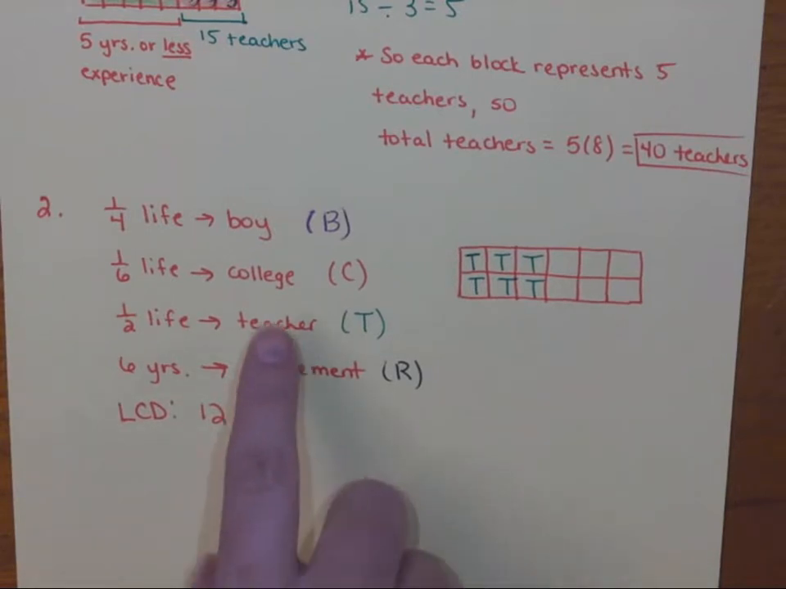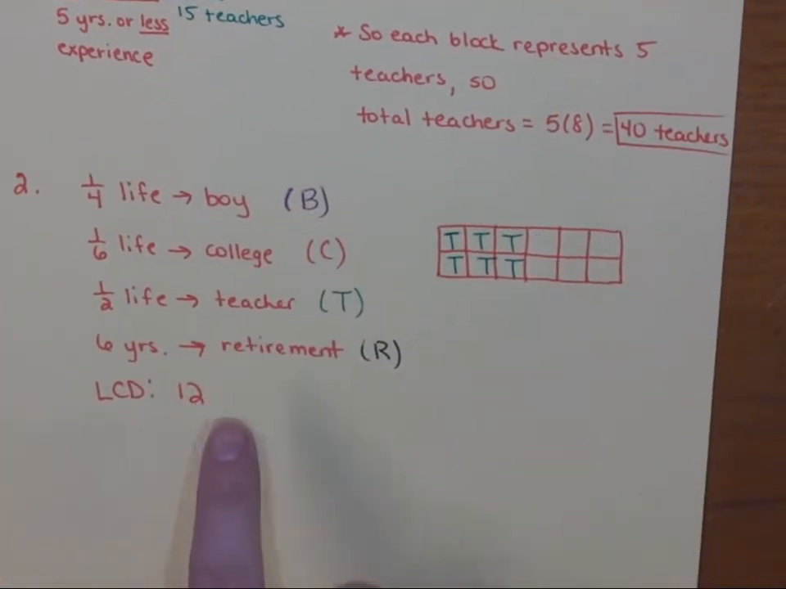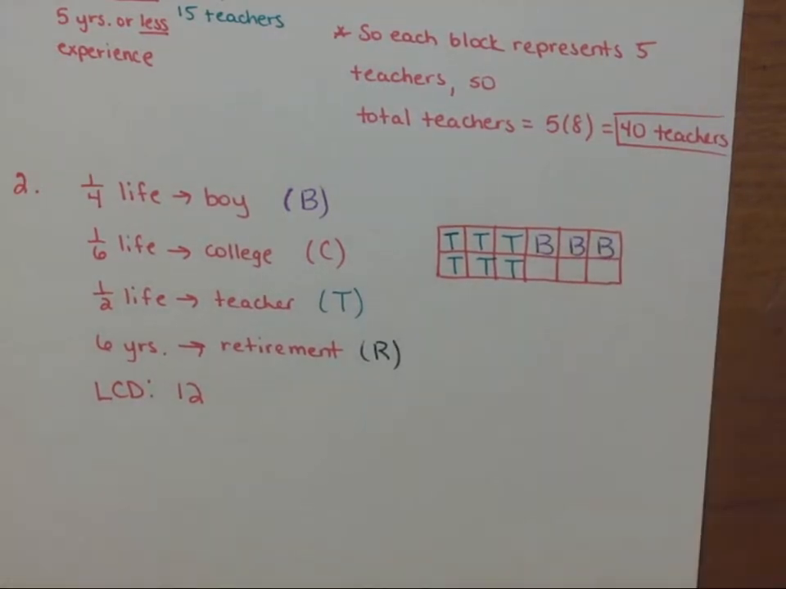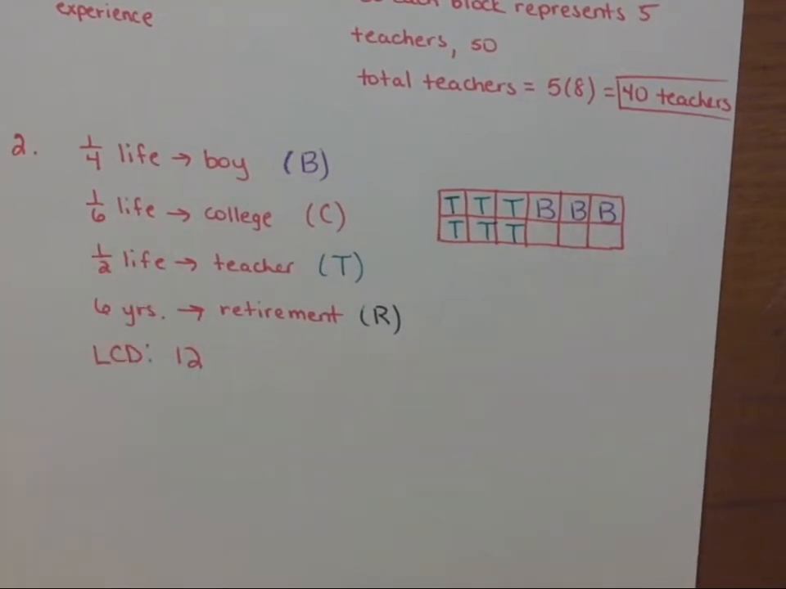Okay, so using that same strategy, a fourth of his life, so if there are 12 boxes, how would you say a fourth? So divide it by 4, right? So for 3 of the boxes, he was a boy. So I'm just going to say boy, boy, boy. The order really is not important here. Okay, and then a sixth of his life, he was in college. So if we divide 12 by 6, we get 2, right? So he was in college for 2 of these boxes.